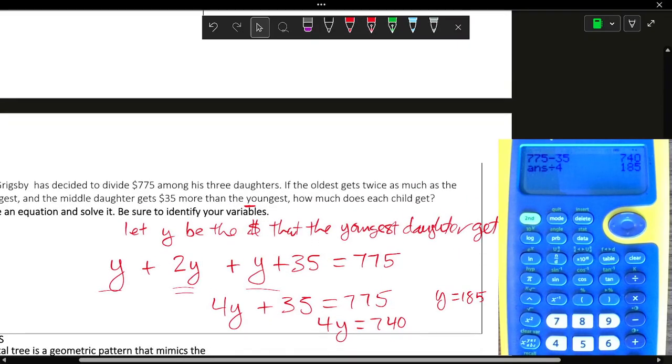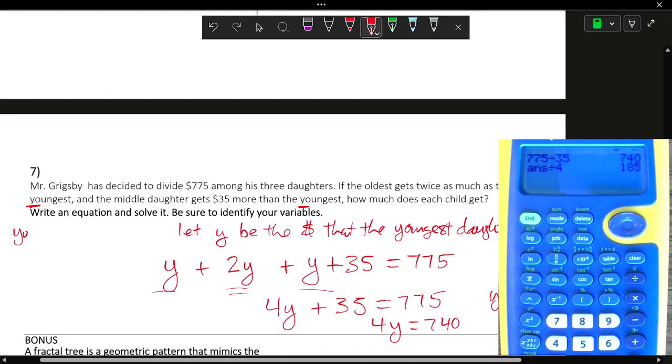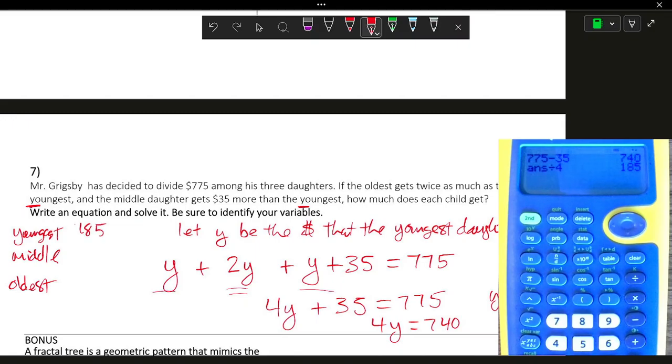So I know that the youngest daughter is going to get 185. So I'm just going to write youngest, middle daughter, and oldest. The youngest daughter is going to get $185, right? If I take 185 and I add 35, I get 220. So the middle daughter is going to get $220. And then if I take the 185 and I double it, times 2, I get the oldest is going to get $370.